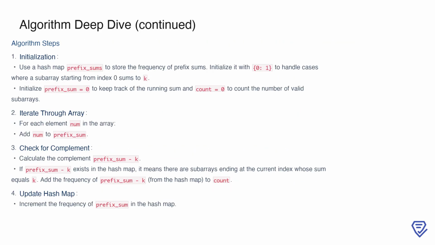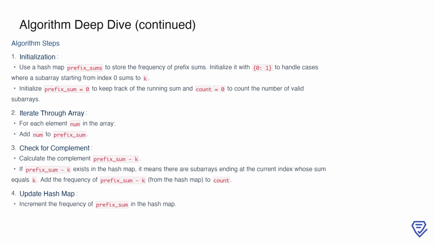To implement the optimized approach, we start by initializing a hash map called prefix_sums to store the frequency of prefix sums. We also initialize it with the entry 0, 1 to handle cases where a subarray starting from index 0 sums to k. Additionally, we define two variables, prefix_sum to keep track of the running sum as we iterate through the array, and count to store the number of valid subarrays.